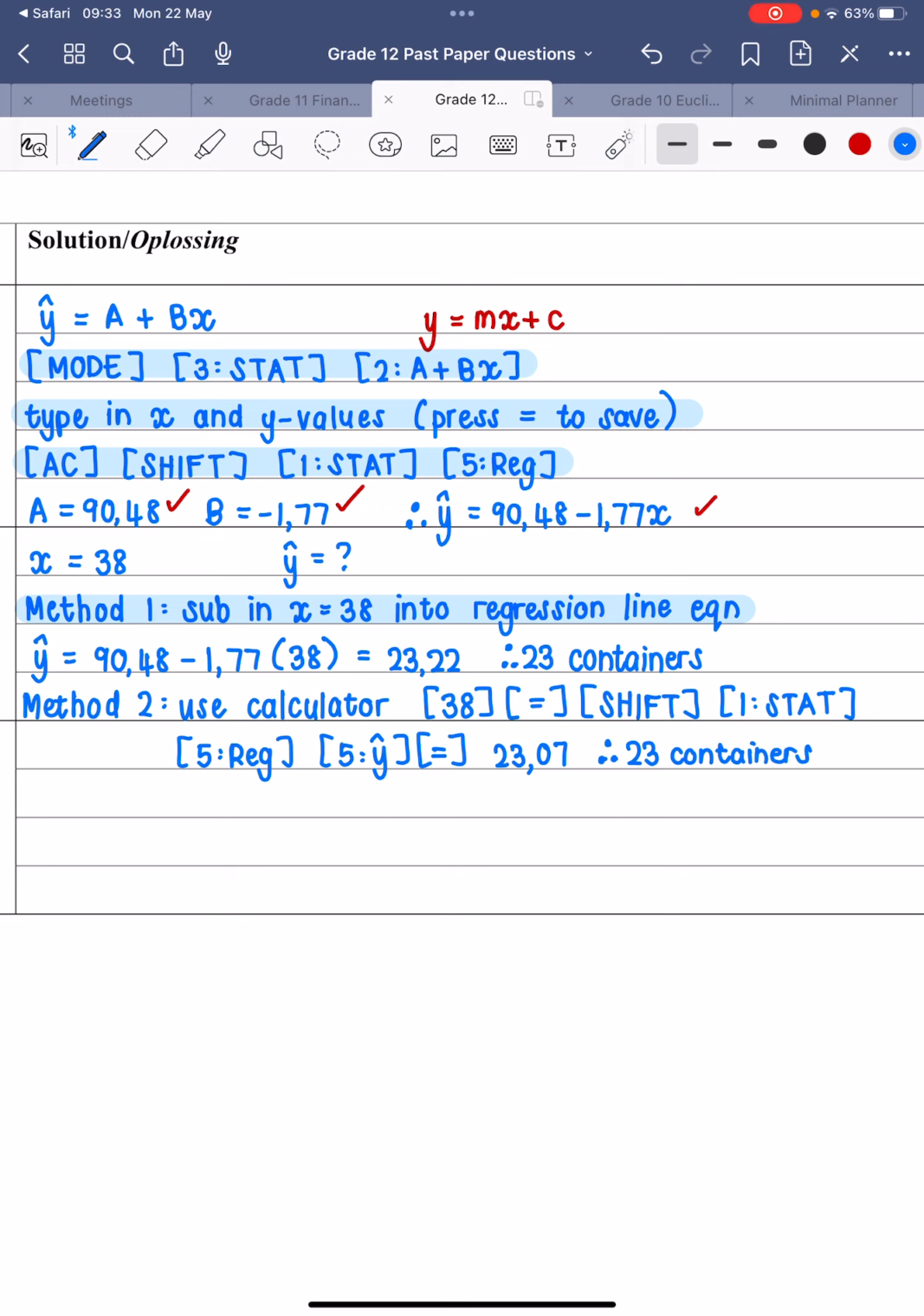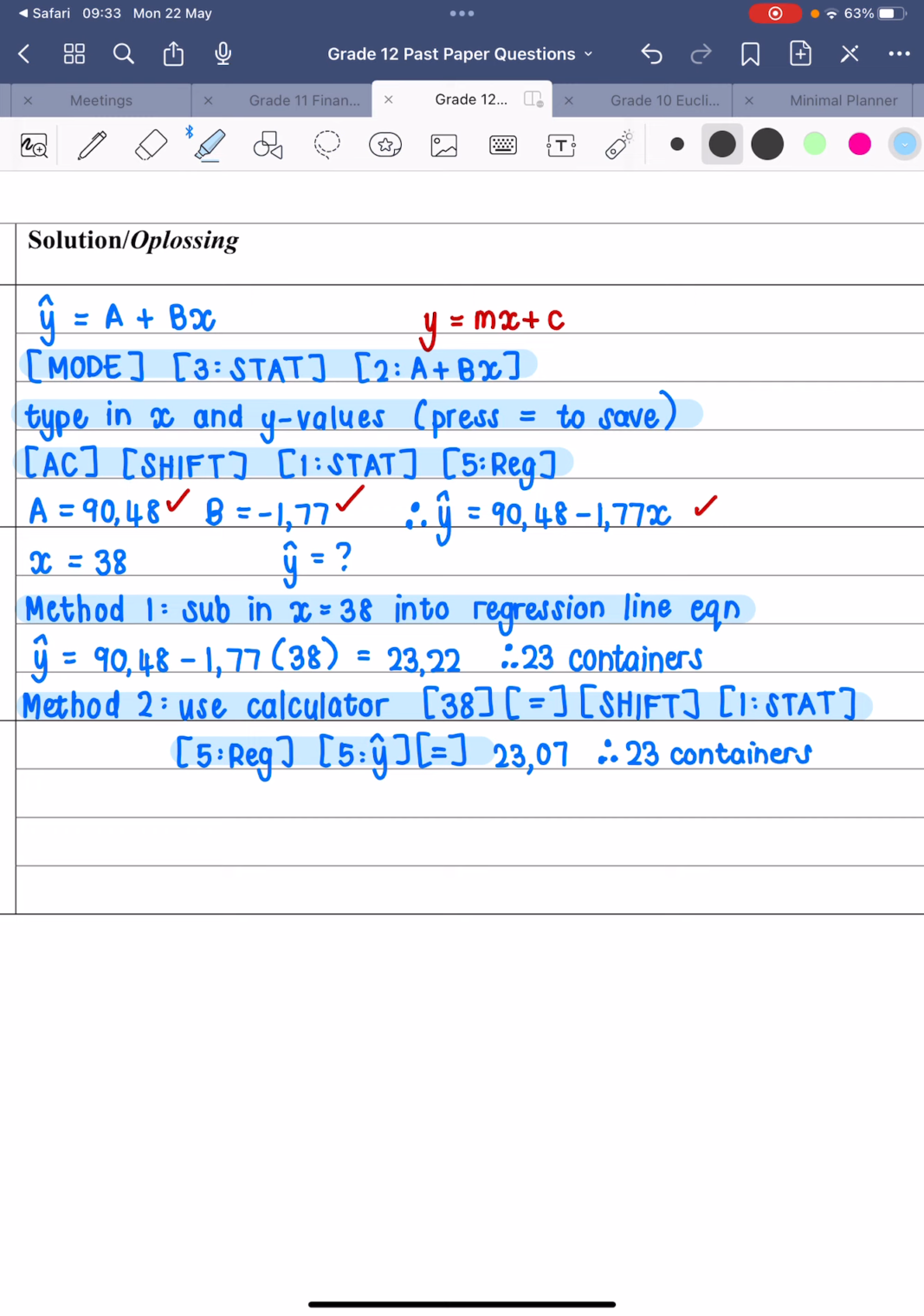When we're subbing into the calculator, remember we rounded this 90,48 off. It still had more decimals, and the negative 1,77. But it's fine. You will get the marks either way. Yes, both will be accepted.